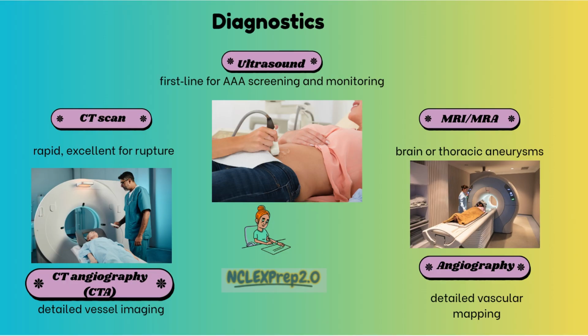We can also screen with CT scan, especially for ruptured aneurysms. CT angiography, or CTA, gives detailed blood vessel imaging to locate which artery is bleeding. MRI, MRA for brain or thoracic aneurysms. For patients with history of many aneurysms, they might do angiography just to give a detailed mapping of the vascular system so they can pinpoint which ones have aneurysms.